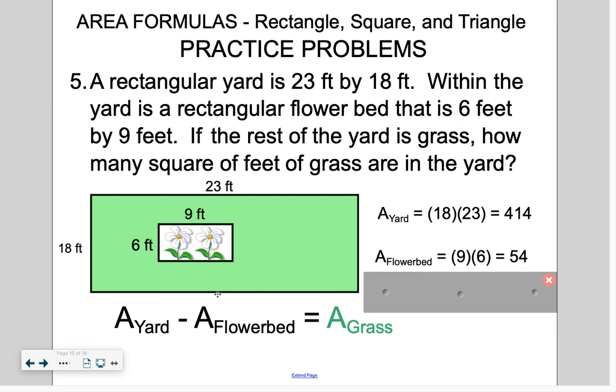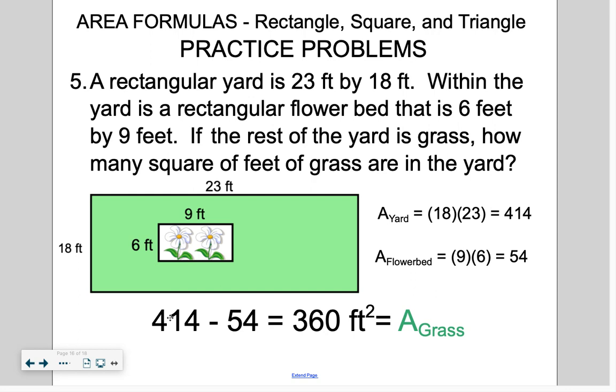And as we said, our strategy was to get those two areas and subtract the flower bed, the smaller one, from the larger one, the entire yard. So let's see what happens if we do that. Should get 360 square feet, or feet squared.